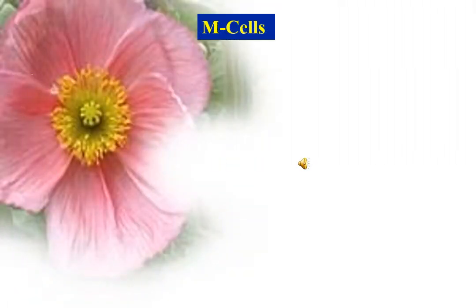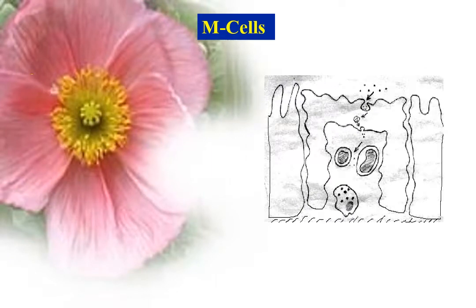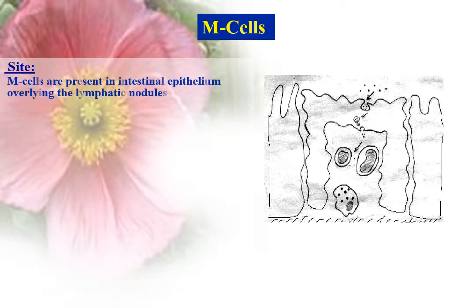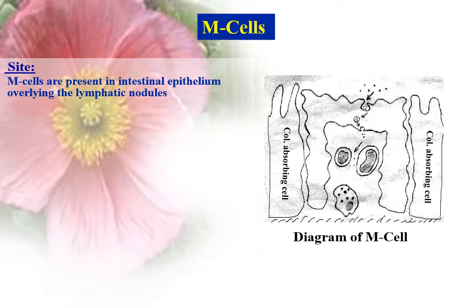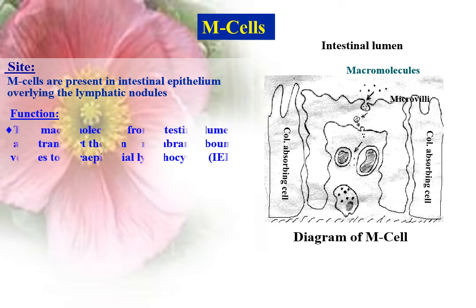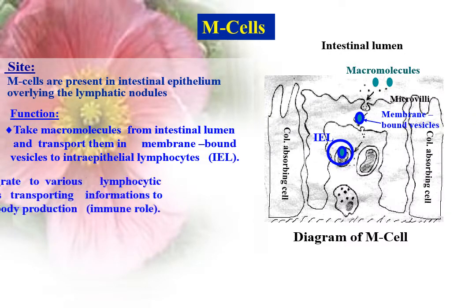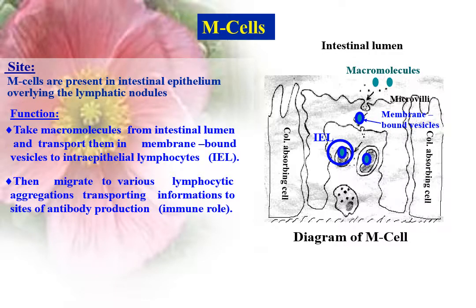Other important cells are M cells, present in the intestinal epithelium overlying lymphatic nodules. They are mainly present in the large intestine and the ileum. They have microvilli on the surface. They take macromolecules from the intestinal lumen and transport them in membrane-bound vesicles to intraepithelial lymphocytes, which in turn migrate to various lymphocytic aggregations, transporting information to sites of antibody production. Immune role.